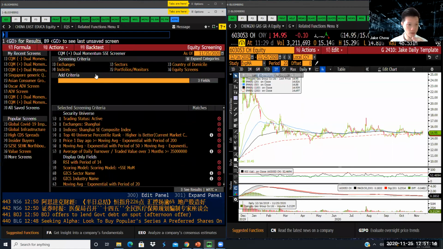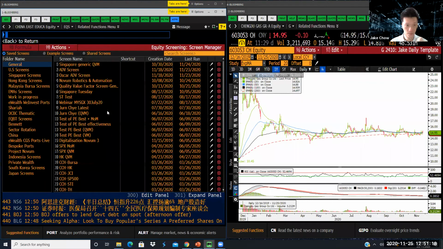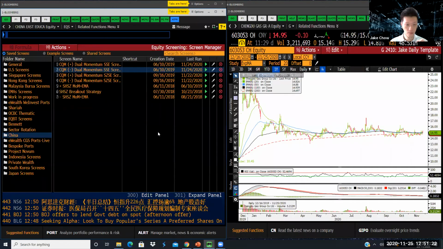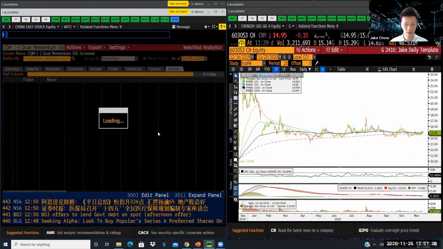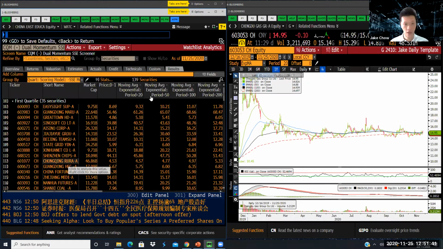China. Right, so you just click, and a couple of seconds later, the results will be churned out. Right, in this case, you notice I run screen. I did not view screen. I'm instructing Bloomberg to run the model. Okay, so we have 139 names in this negative model.